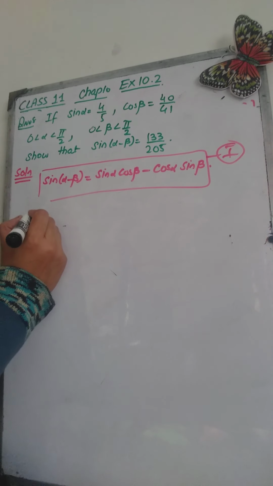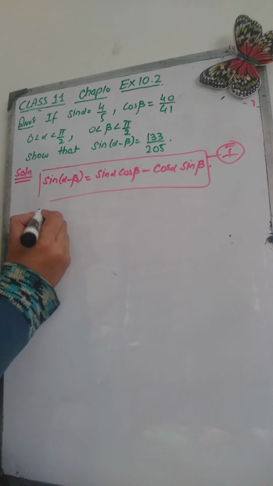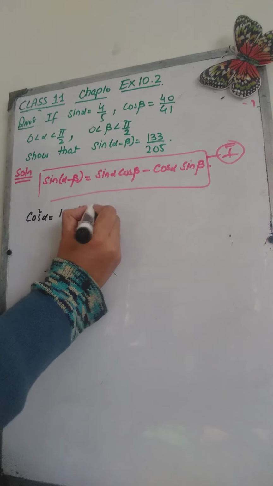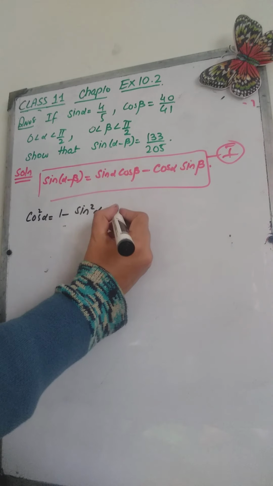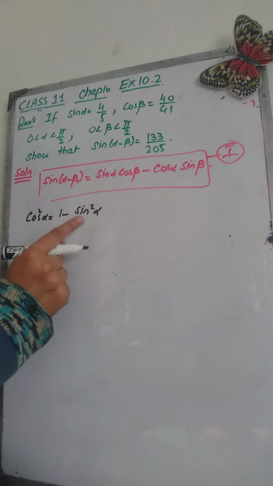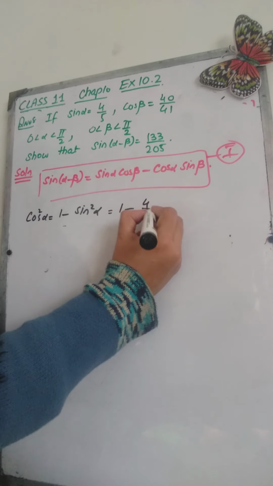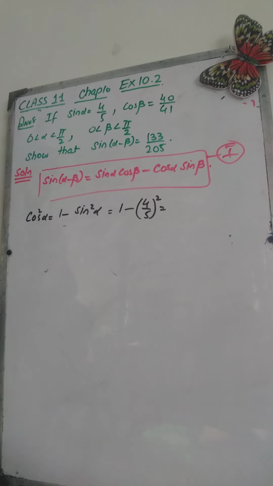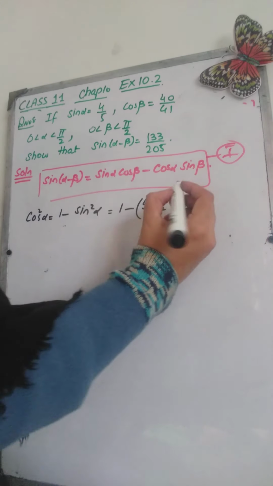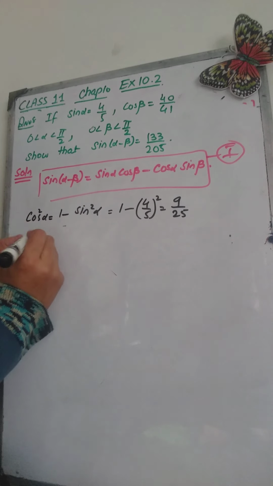In order to calculate cos alpha, we know that cos square alpha is equal to 1 minus sine square alpha. By the first trigonometric identity, cos square alpha plus sine square alpha is equal to 1. I am using that identity. So this will be equal to 1 minus sine square alpha, which is 4 over 5 whole square. After finding its value, 1 minus 16 by 25, that is equal to 9 over 25.